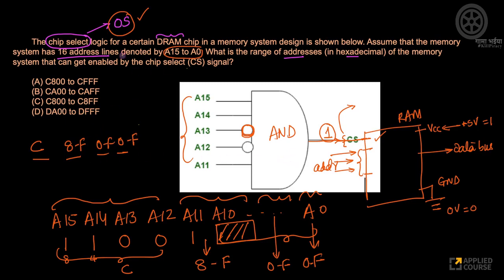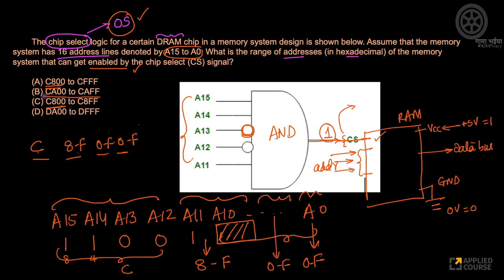Now what is the question here? What is the range of addresses of the memory that can be enabled by the chip select signal? So you have C800, either this or this is the answer, to C8FF. Look at this, to C8FF.